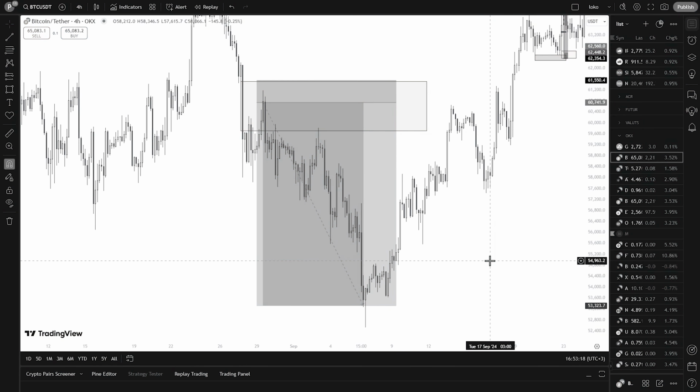And if you stick around till the end, I'll show you a bonus entry strategy that we haven't talked about, but can give you a real edge.